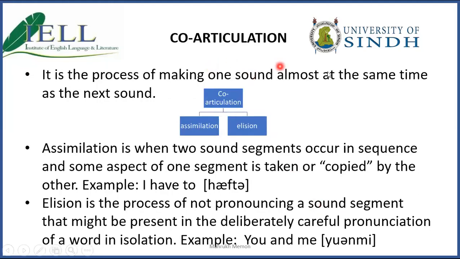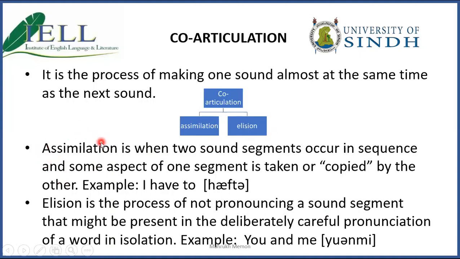Okay, this is another concept that is related to syllables and their pronunciation. This is called co-articulation. It is the process of making one sound almost at the same time as the next sound. So we see it is related to consonant clusters as well, and how we co-articulate certain sounds. It is to say how one sound influences another sound in its presence. Okay, so co-articulation can be of two types, assimilation and elision.